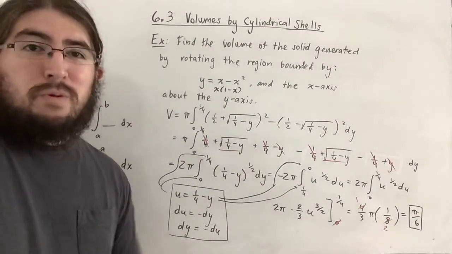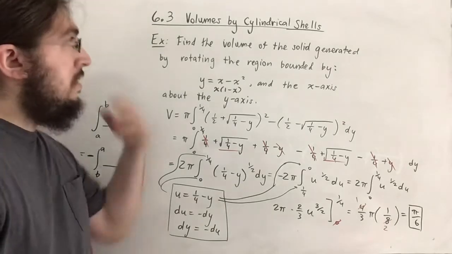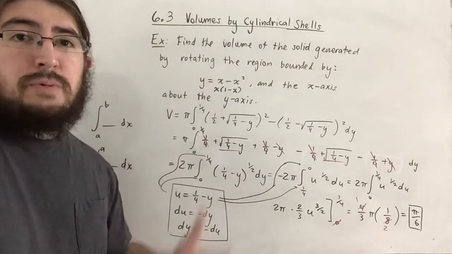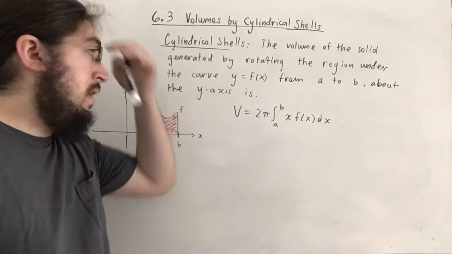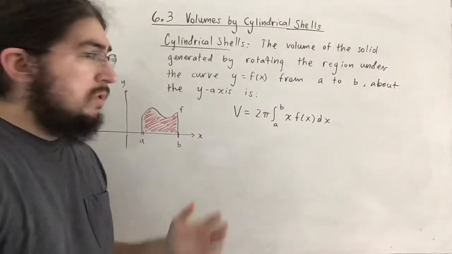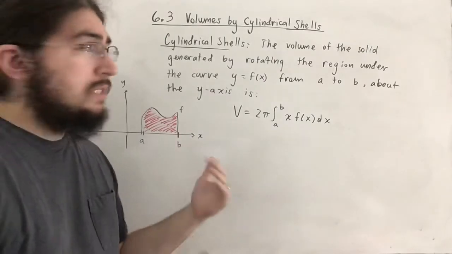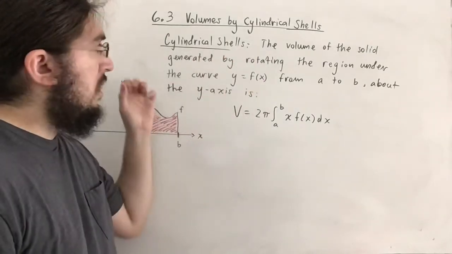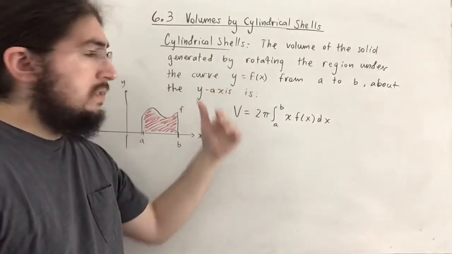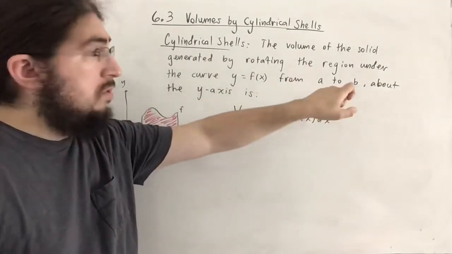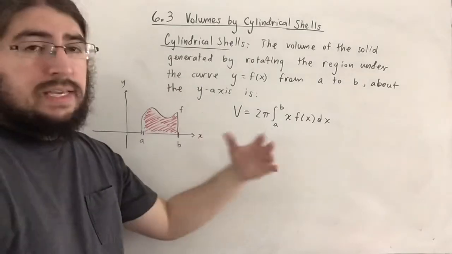And now the moment you've all been waiting for, finally we'll talk about cylindrical shells, the technique that 6.3 introduces. Alright, so here it is in all its glory, cylindrical shells. It's a very specific version of cylindrical shells where we only have one function, but anyways, let's read. It says the volume of the solid generated by rotating the region under the curve y equals f of x, from x equals a to x equals b, about the y-axis is given by this.